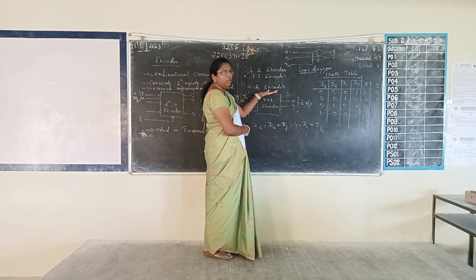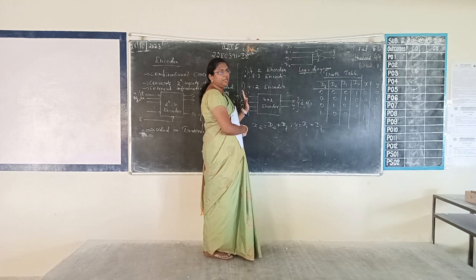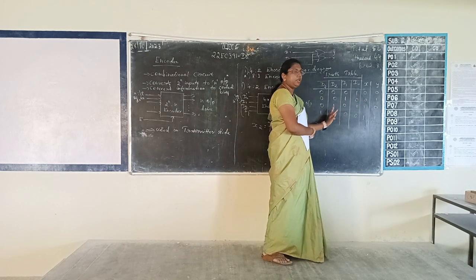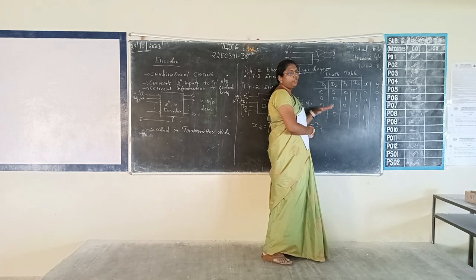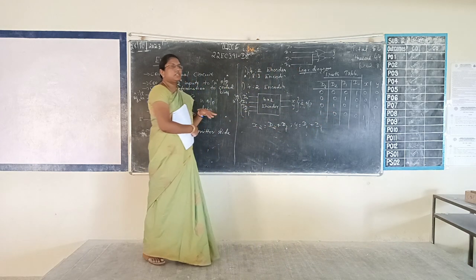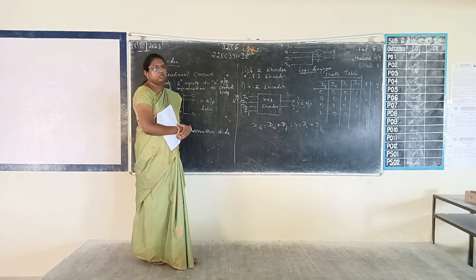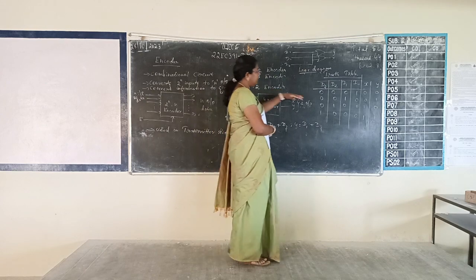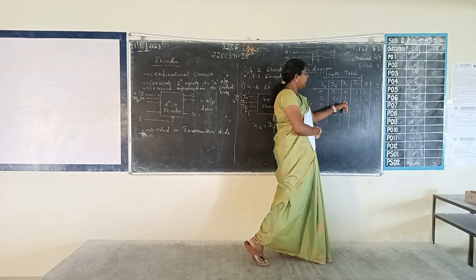Listen. Normally in an encoder, only one input will be given at a time. If you give more than one input at the same time, this is called a priority encoder. That is in the next topic. So normally in an encoder, you give only one input at a time.